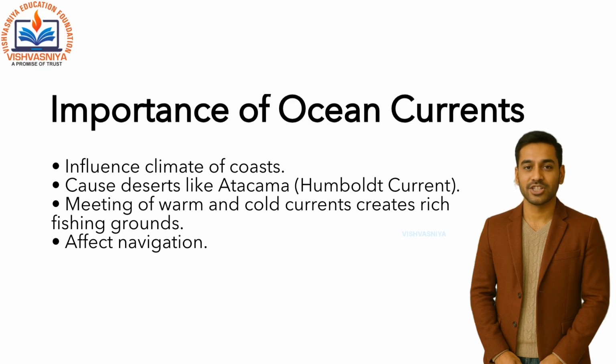When warm and cold currents meet, the mixing of waters creates rich fishing grounds. That is why Japan and parts of North America are famous for fisheries. They also play a role in shipping routes and navigation, saving time and fuel for ships. So, currents are like the beating heart of the oceans, constantly circulating life and energy.